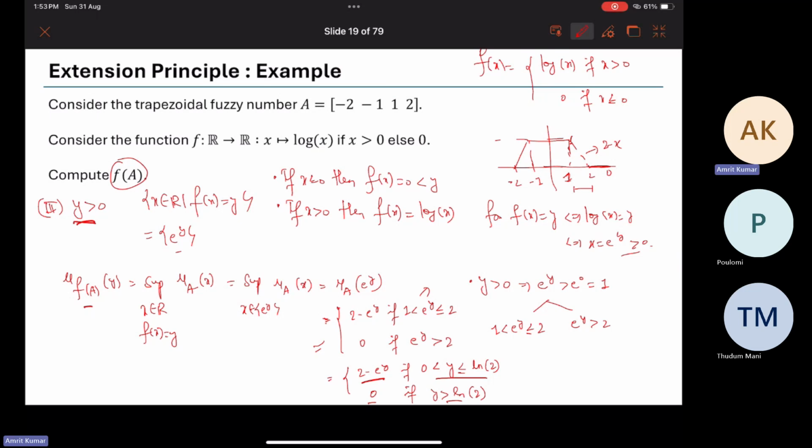So the idea is that, given any y, you first find the set of all x in the domain that is mapped to y, and then you take the supremum of mu A of x over that particular set. That is all we are doing.